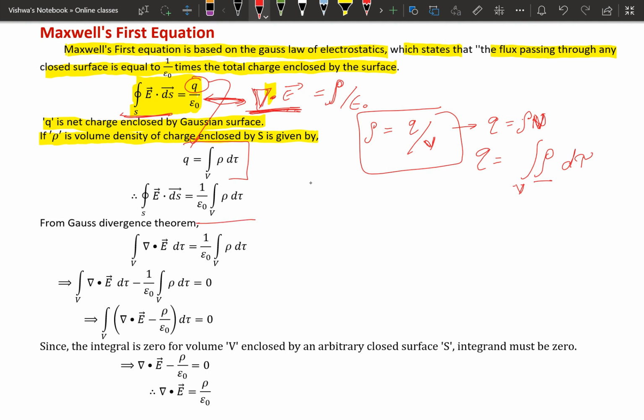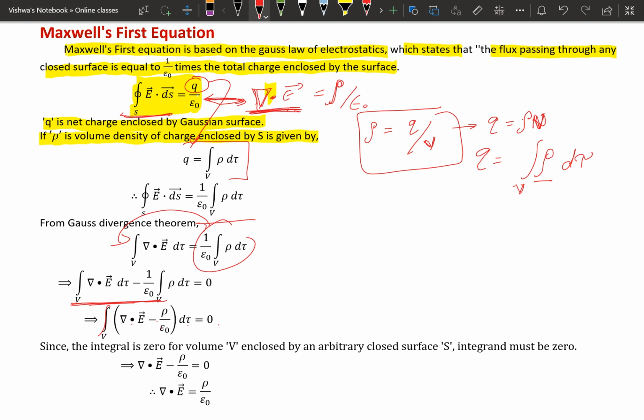See here, the left hand side and right hand side are both integrals, that is, volume integrals. Uniformity is there. Now bring the right hand side term to the left hand side, then it becomes integral of del dot E d tau minus integral of 1 by epsilon naught rho d tau is equal to 0. Because these two are the same volume integrals, write a common term. So the volume integral of del dot E minus rho by epsilon naught d tau is 0.